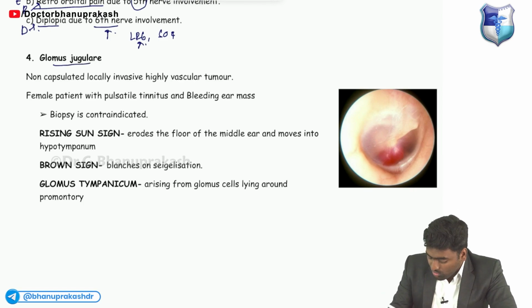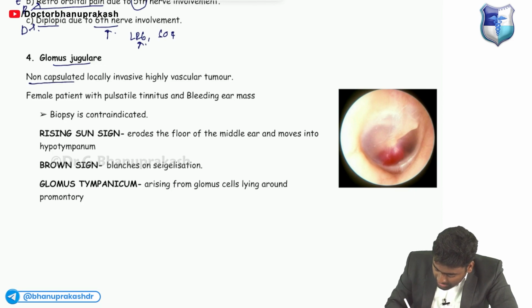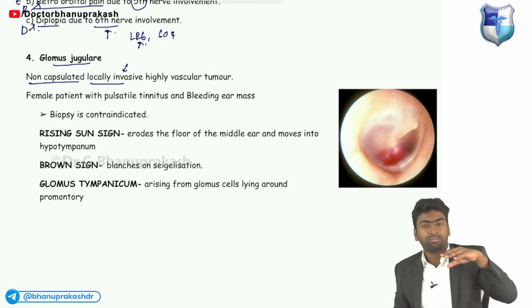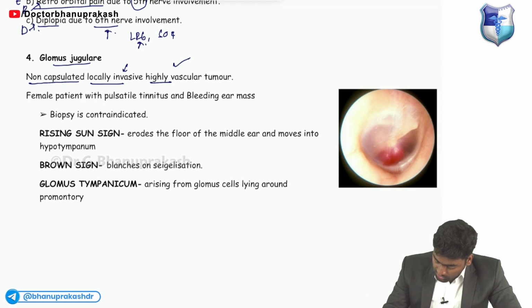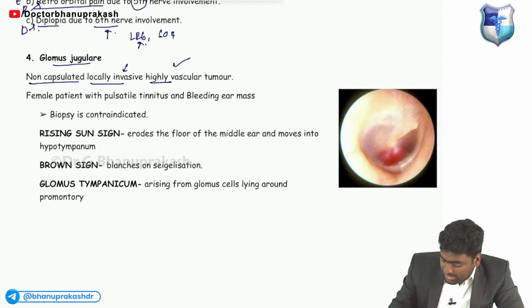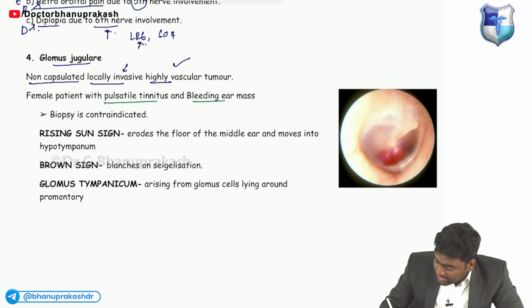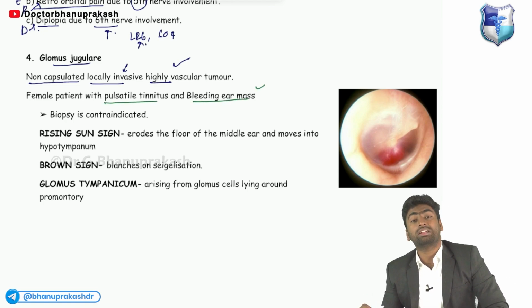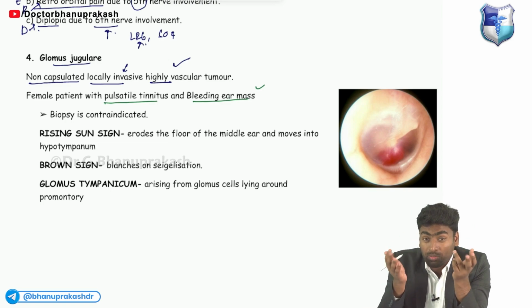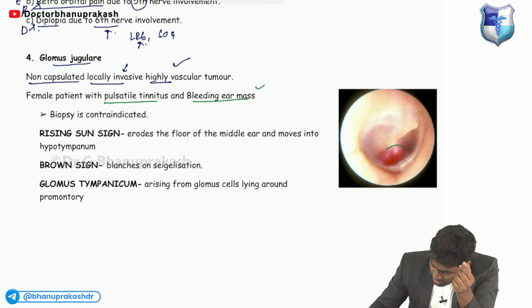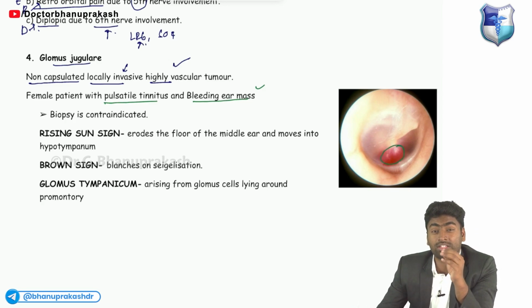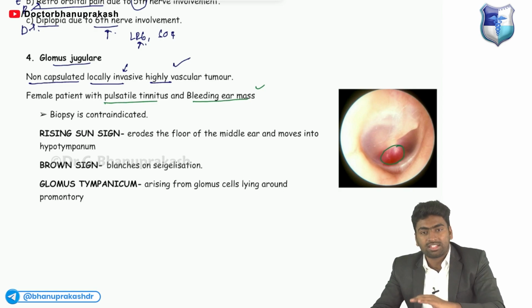Okay, and we know this glomus jugulare is a non-capsulated tumor. It is mostly locally invasive, like it will invade the middle ear, especially the floor of the middle ear. Okay, and it is a highly vascular tumor. It mostly occurs in young females with features of pulsatile tinnitus and bleeding ear mass. And if it is not bleeding, then once you see with your otoscope, you will be able to see a pulsating red mass which is arising from the floor.